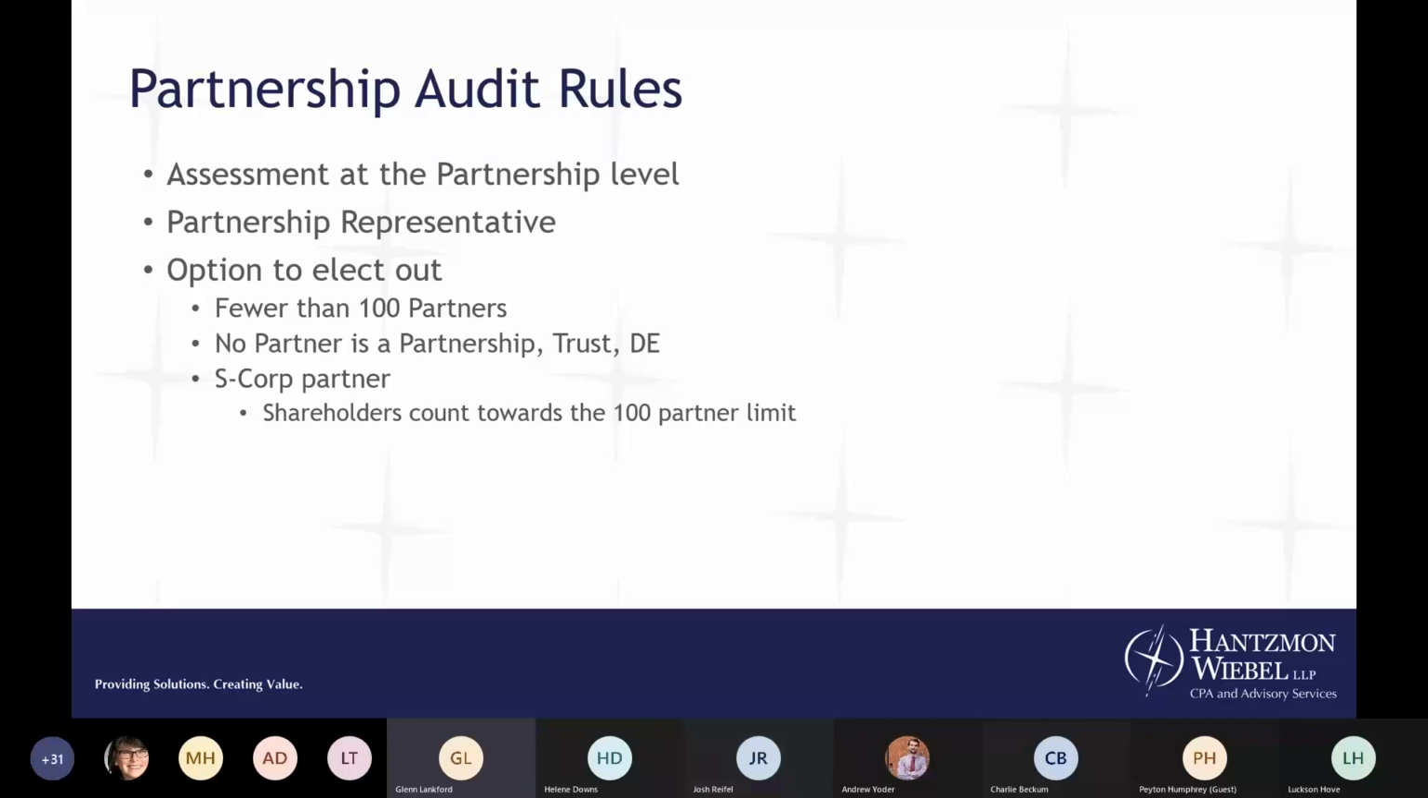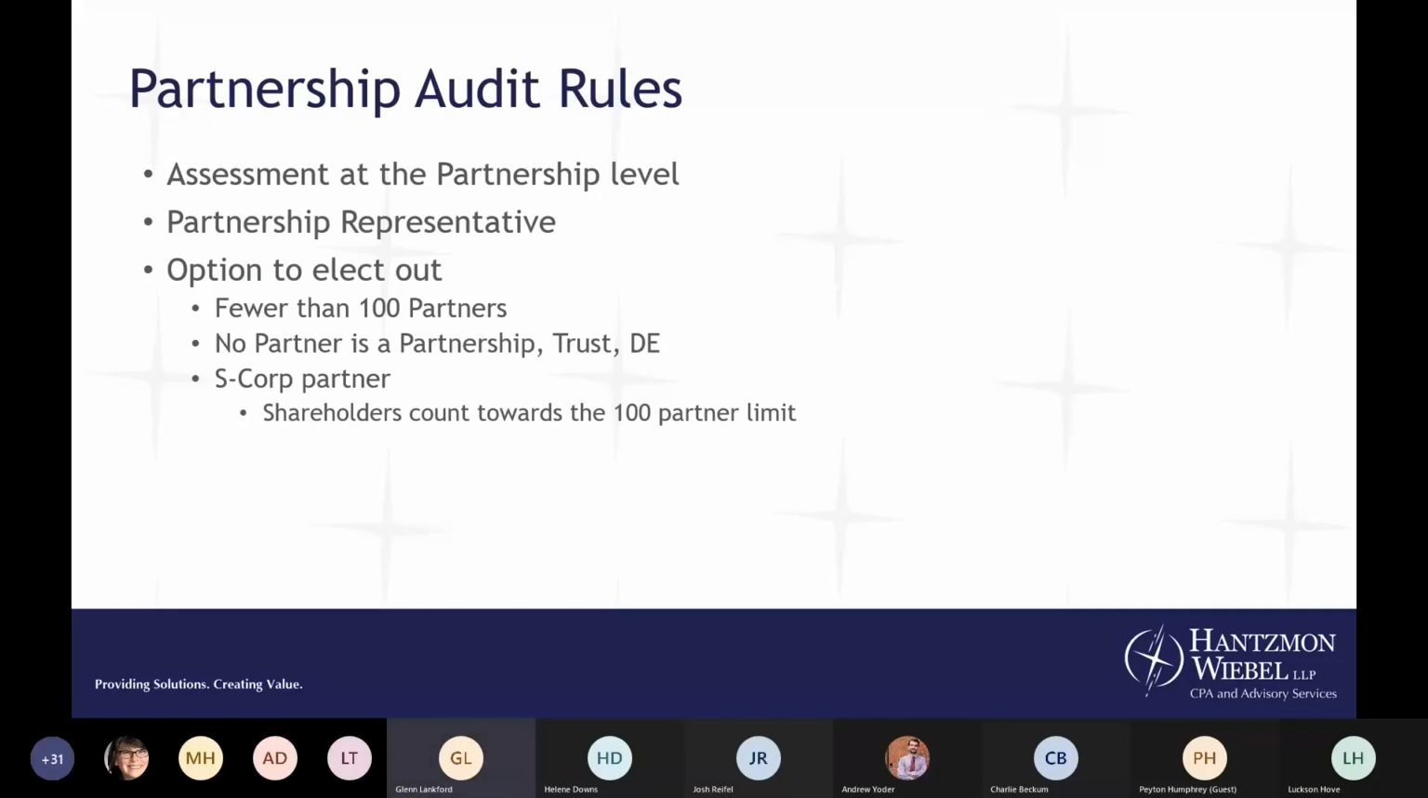And as Josh mentioned, there's a potential election out of the centralized partnership audit regime if the partnership has 100 or fewer eligible partners, eligible partners being individuals, C corps, S corps, foreign entities that would be C corps if they were domestic, and estates.